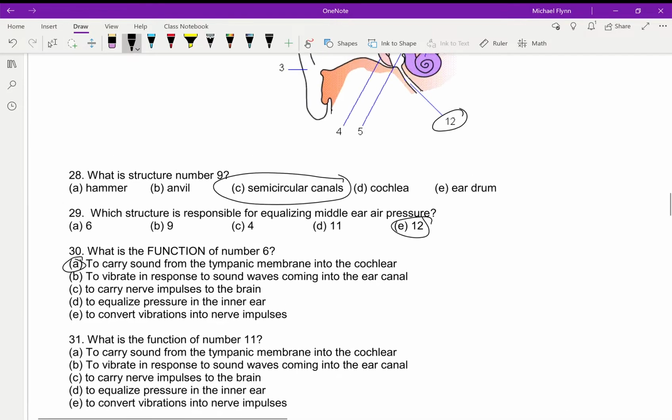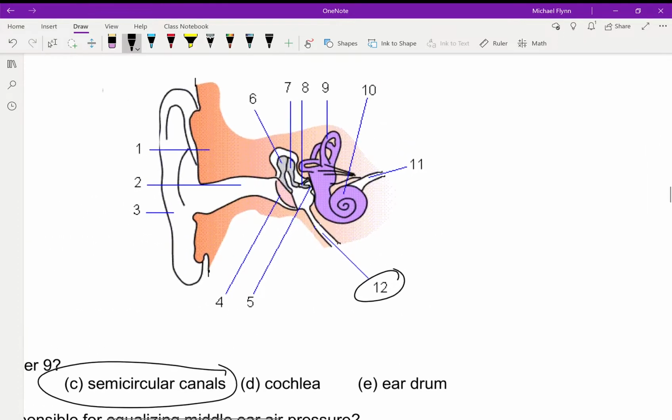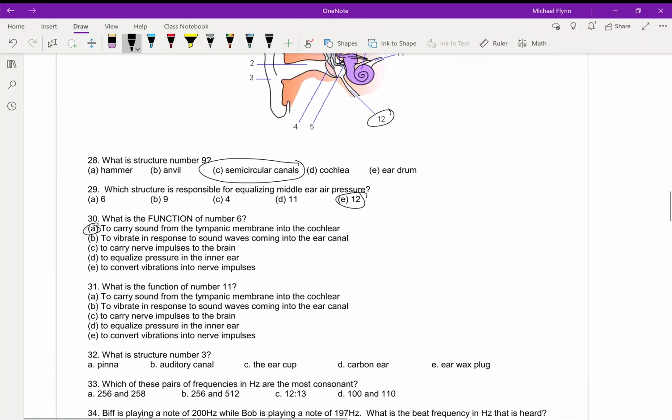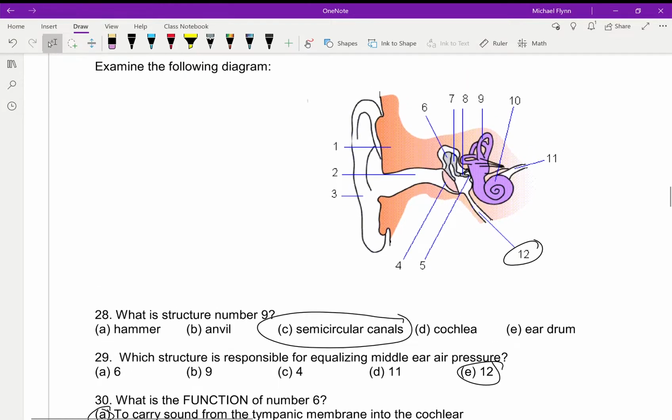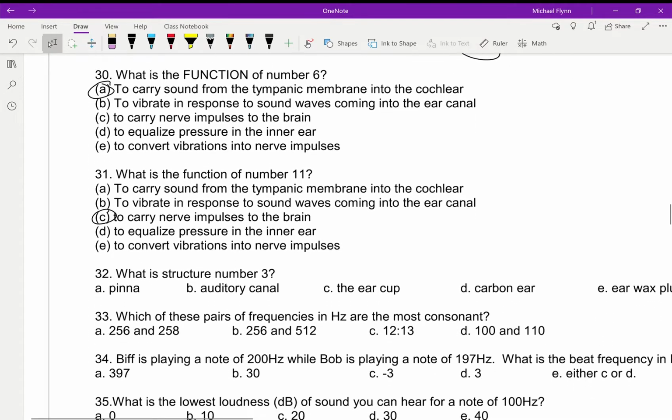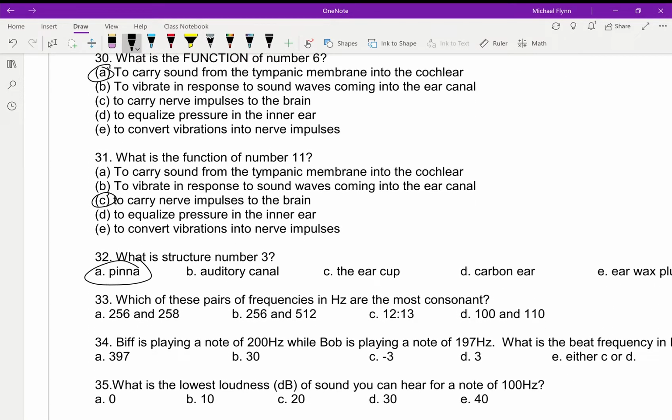What is the function of number 11? Number 11 is the auditory nerve. So what it does is it carries nerve impulses to the brain. What is structure number 3? Structure number 3 is the outer ear there, that's the pinna.